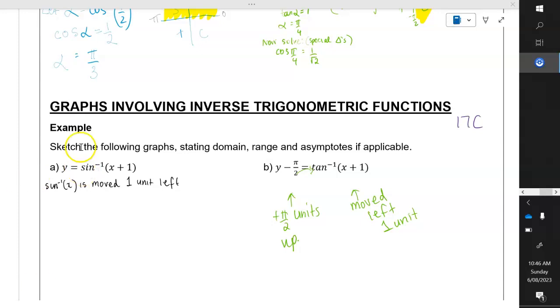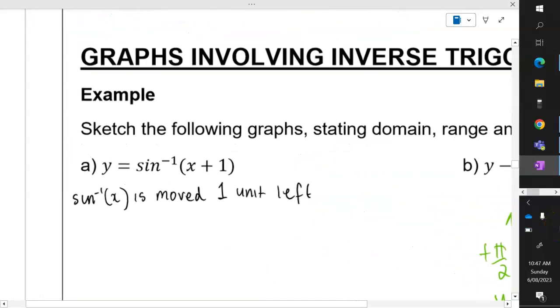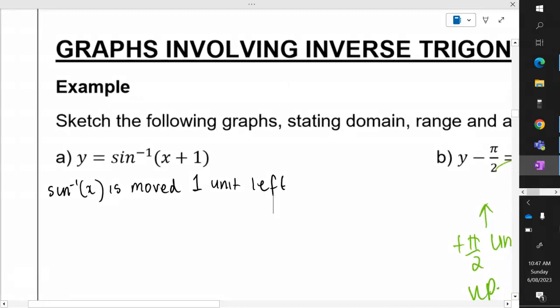So the first thing here says to sketch the following graphs stating the domain, range and asymptotes if applicable. So we have a look at the first one. A, we've got y is equal to sine inverse of x plus 1. So the same rules are going to apply here as when we did our transformations in advanced. When we're adding 1 inside the brackets, we're moving the curve 1 unit to the left. So the way I'd probably do this is, if you can do it straight up, that's great. I'd generally sketch a graph of inverse sine of x and have a look at what the domain and range are and then move that across 1.